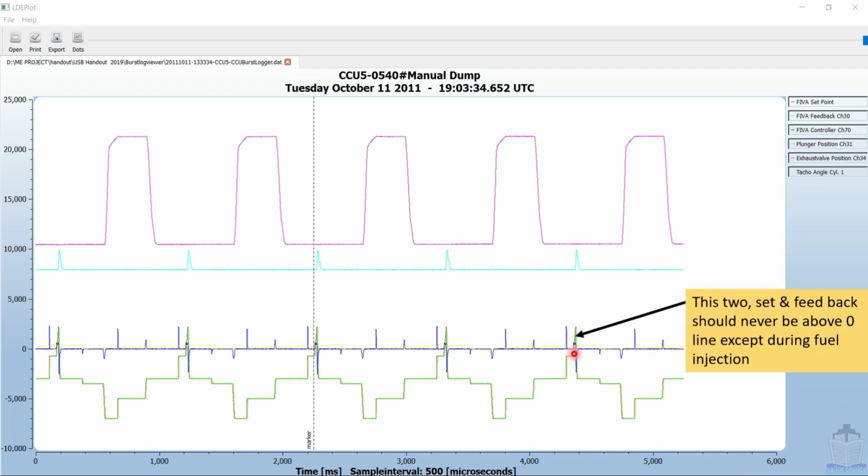Now these two, FIBA set point and channel number 30, are only above the 0 point when the fuel injection is done. The rest of the time it always remains below this 0 point. Next point is that this channel 70 line, this blue line, should not be so long in any direction, neither upward nor downward.